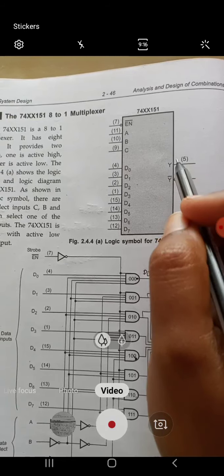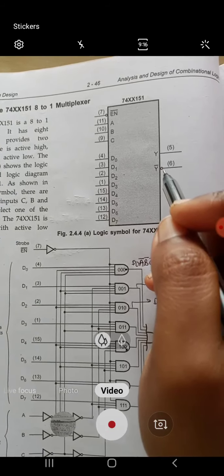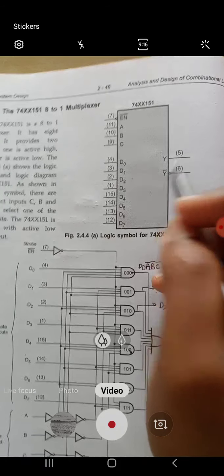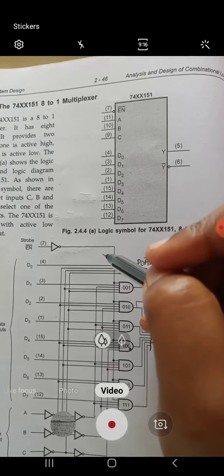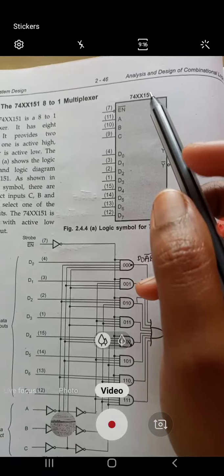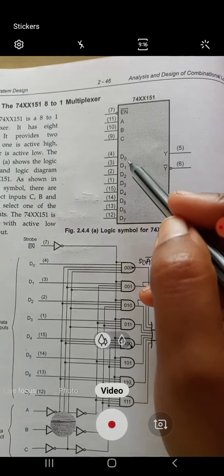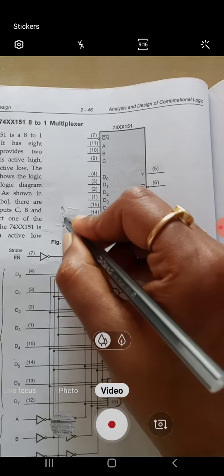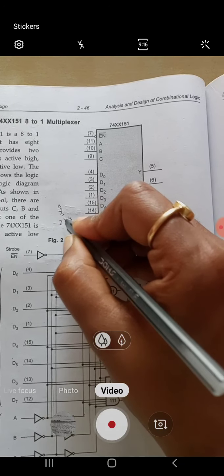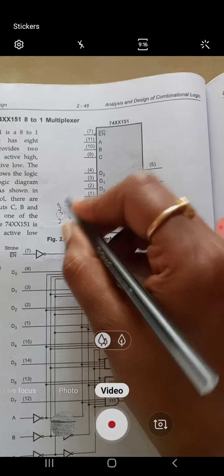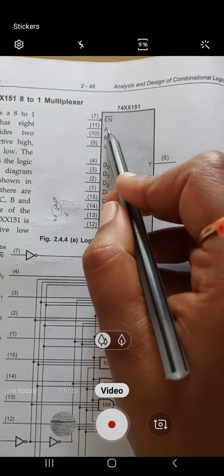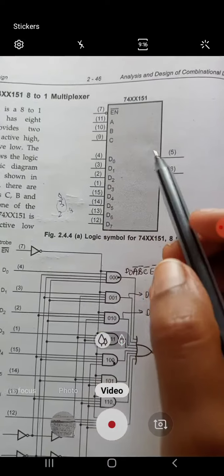It means Y and Y bar. Why Y bar? Because it is active low, so it is named as Y bar over here. This is an 8 to 1 multiplexer. When I say 8, what is 8? It is nothing but 2 raised to 3 is equal to 8. Means how many select lines do you need? You need 3 select lines. So these are my select lines. A, B and C are my select lines.